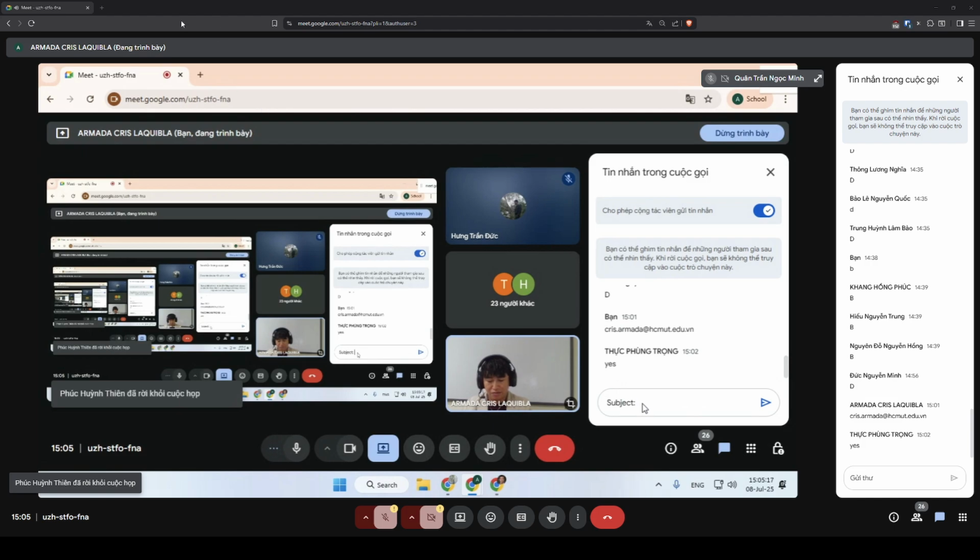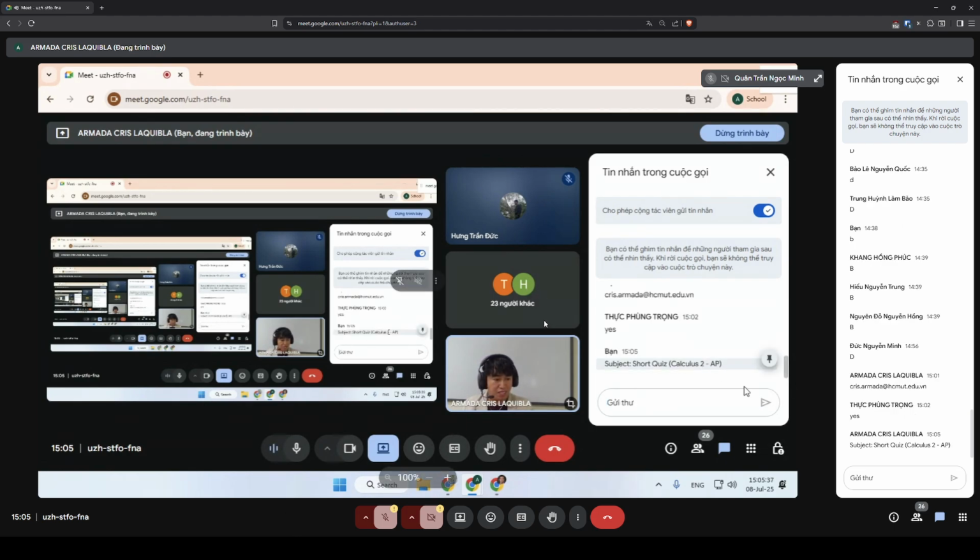You have to write it like this: short quiz. This is your subject, and then calculus 2, and then AP. AP means advanced program. Again, that is your subject, short quiz, calculus 2 dash AP, and send that to my email. Just send photos, okay? Take a clear photo.